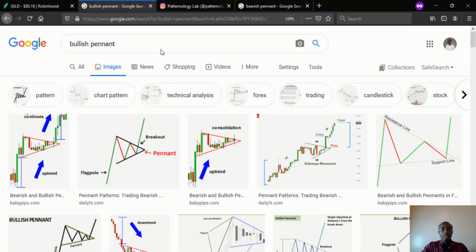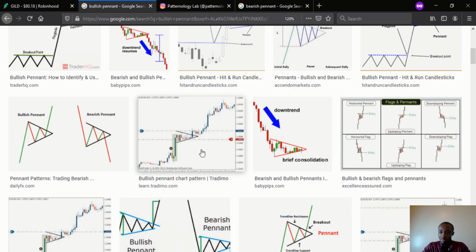For those of y'all who don't know what a bullish pennant is, if we go on Google and type bullish pennant and click on images, you can see that there are multiple examples of the same thing happening over and over again, as always. This is what we study here in patternology. This is what we do. We look for these patterns, and as soon as we spot them, we make sure that they match with the data that we have, and if they match, then we take that trade.